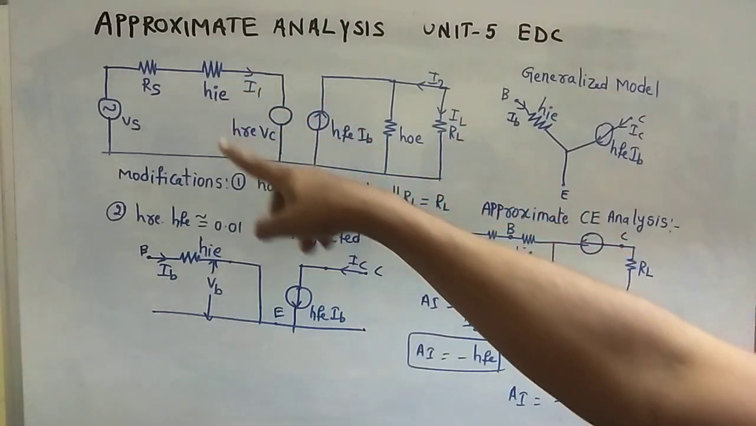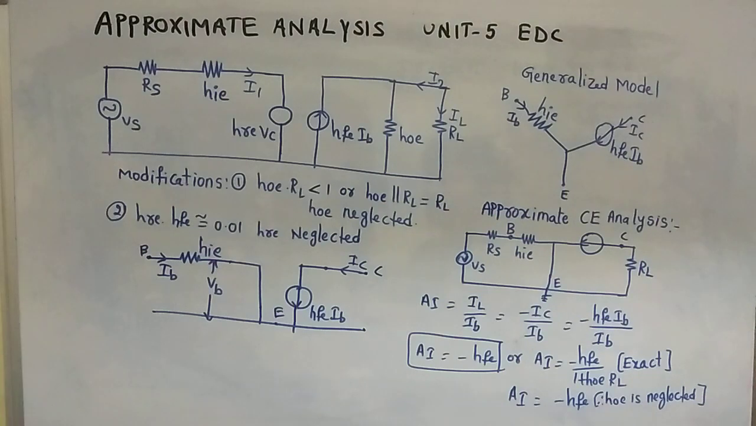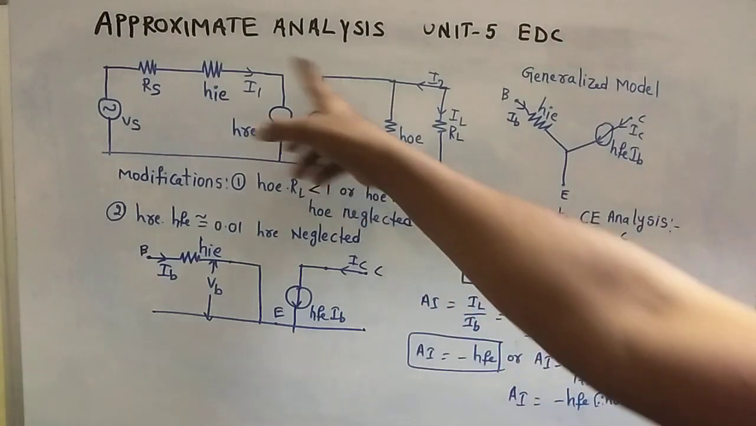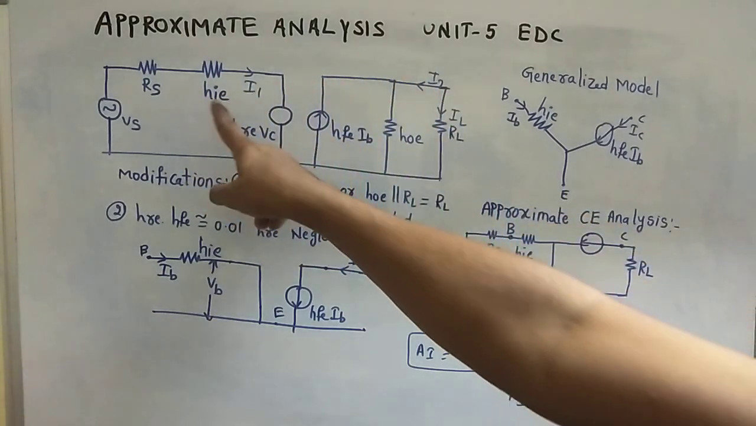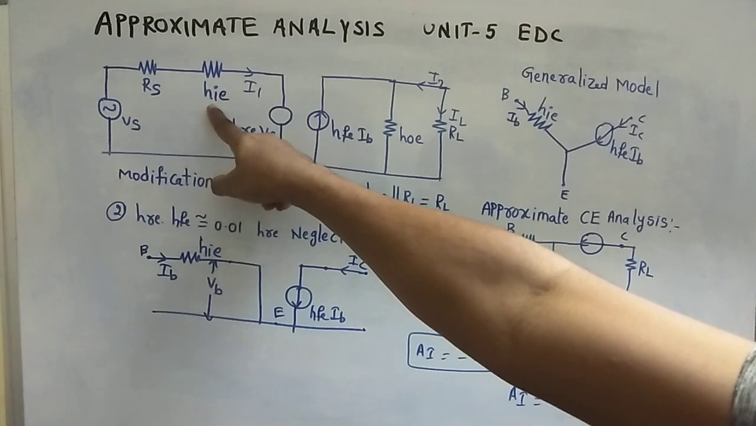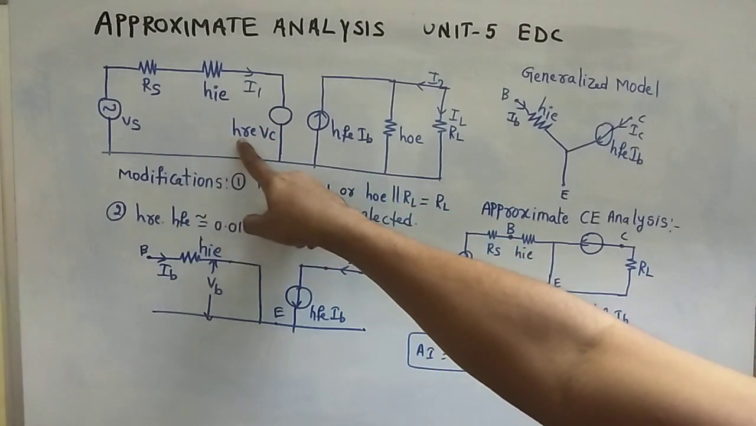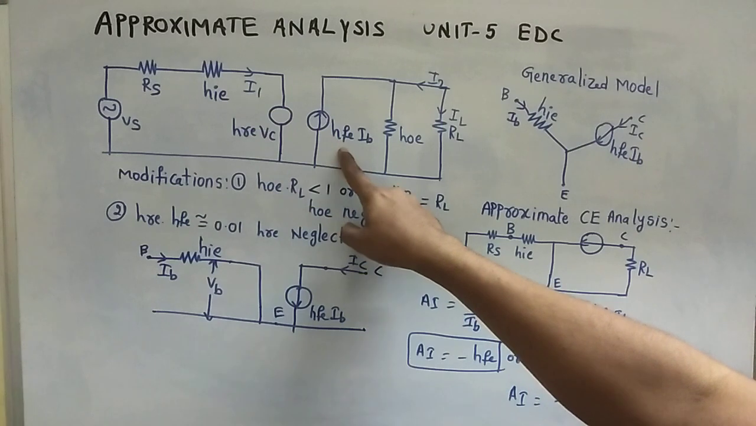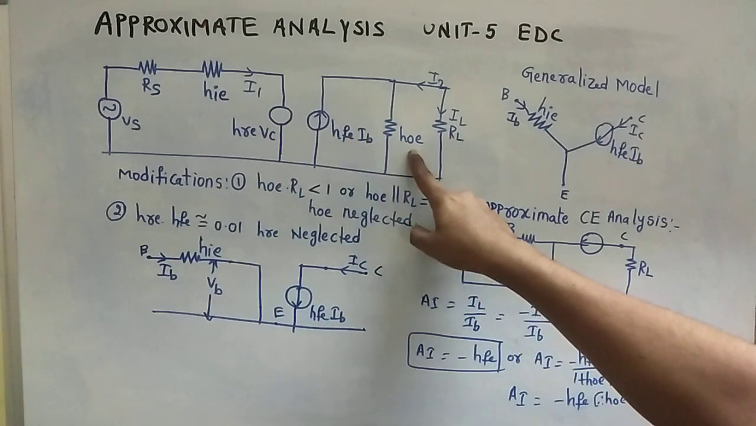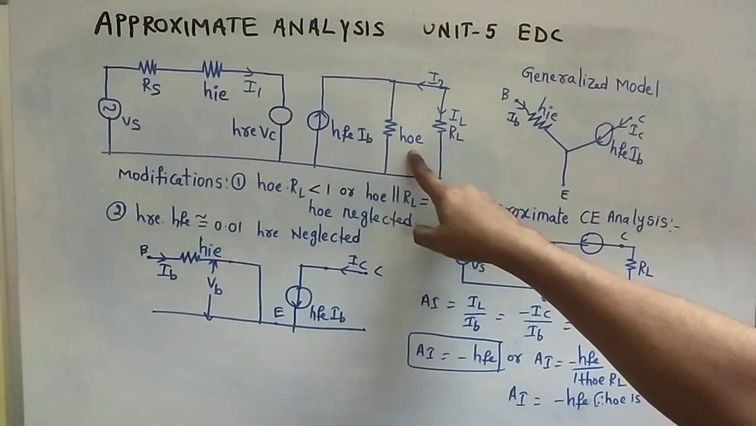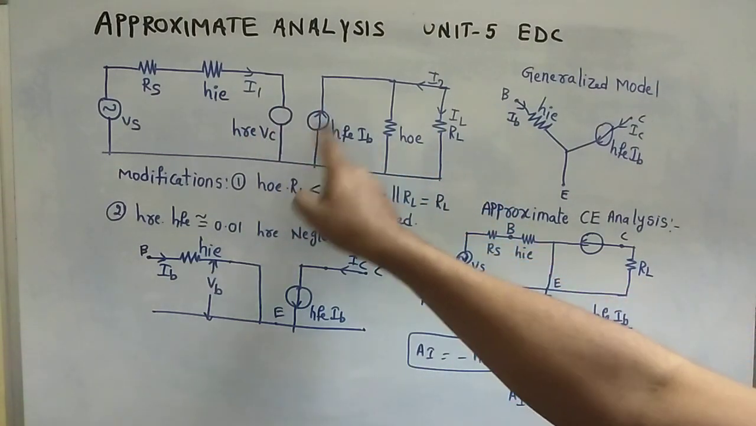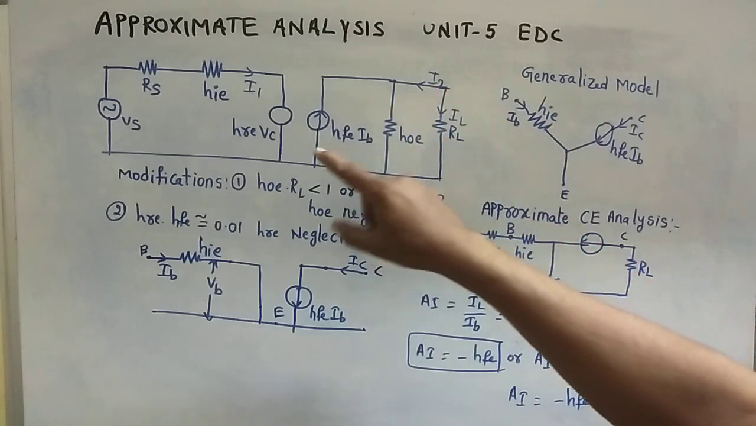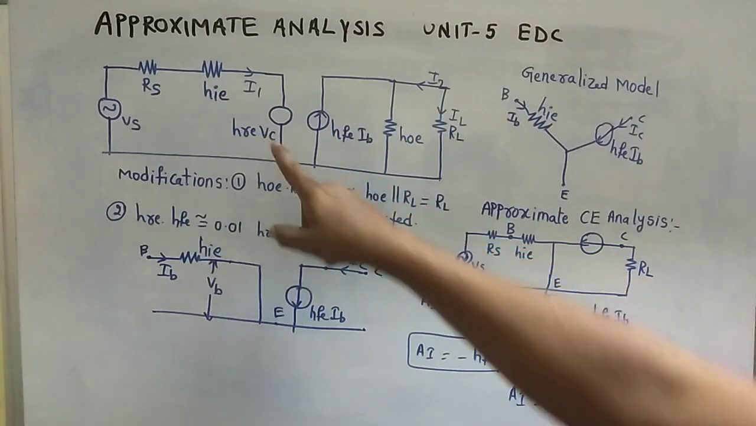Here I am taking the CE configuration. The best configuration we are going to use is the CE configuration. That is why I am taking the CE h-parameter model. In CE, in place of hi you can take hie, in place of hr you can take hre, in place of hf you can take hfe, in place of ho you can take hoe, and hre into V2. In CE configuration, the output voltage is VCE or VC.